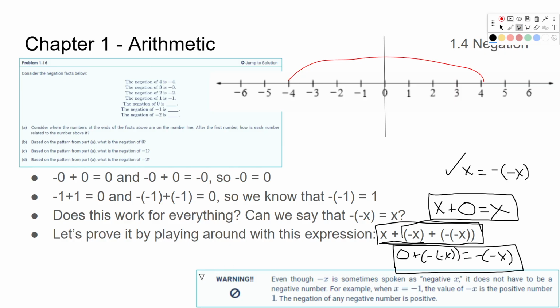So check out this warning right here. Even though negative x is sometimes spoken as negative x, it does not have to be a negative number. So if you talk about negative x, but x is equal to -1, then this value here is actually going to be a positive value, because -1 is going to be a positive value. So when you hear negative x, it doesn't always necessarily mean it's going to end up being a negative number. So just watch out for that.